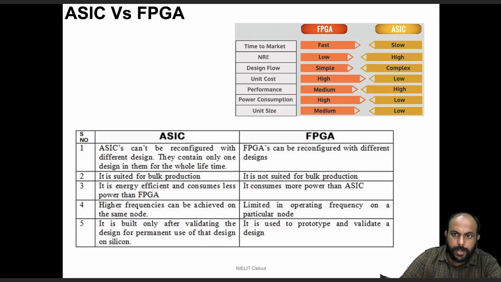Similarly, if you look at the unit size, FPGAs are medium to high, whereas it's very low in the case of ASIC. So does the power consumption. It's very low for ASIC, very high for FPGA compared to ASIC. So FPGAs are basically tools to prototype, to emulate, and to validate a proof of concept.